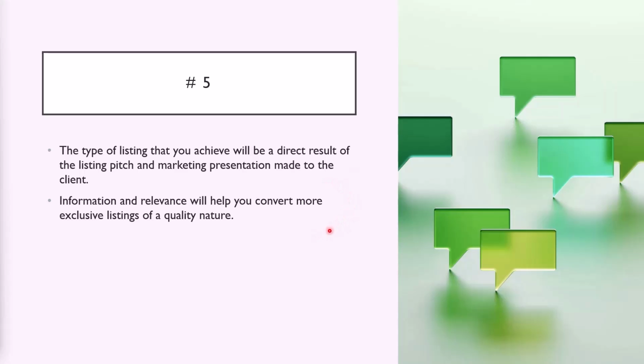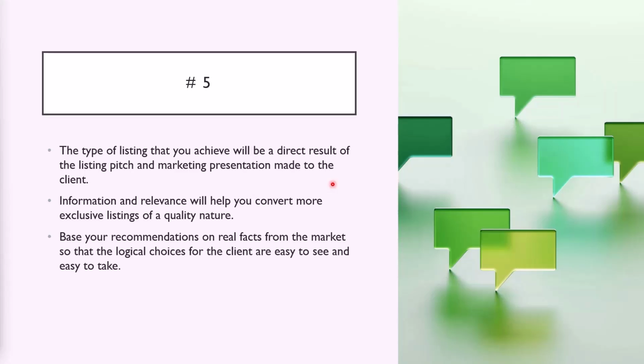So what are the information channels that you can use? I'll mention them again. Quality photographs, campaign alternatives A, B, and C, a campaign timeline, a definition of the target market, examples of newspaper adverts, online adverts, the best of the best. Help the client see that they have a money choice to make here, vendor-paid marketing money. So base your recommendations on real facts from the market so that the logical choices for the client are easy to see and easy to take.